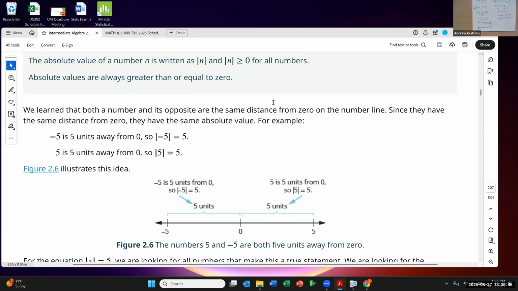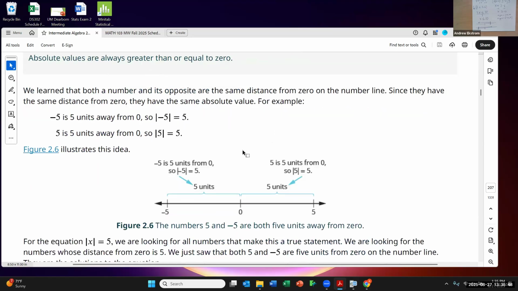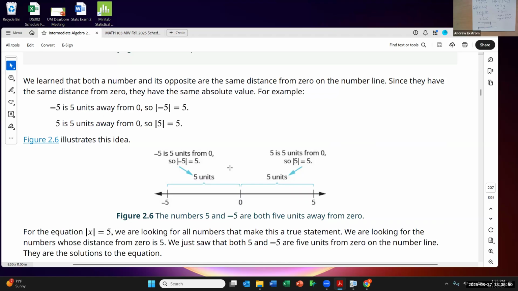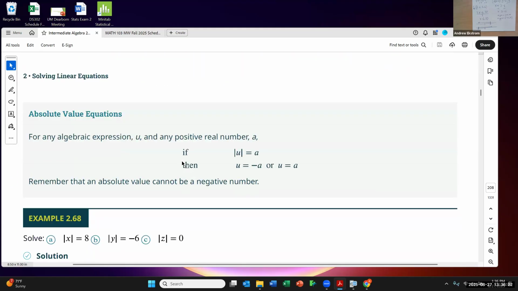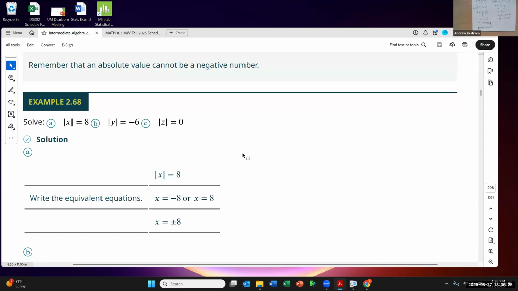Does everyone remember what an absolute value is? So you can see right here, it says -5 is 5 units from 0. So absolute value of -5 is going to equal 5. 5 is also 5 units from 0. So absolute value of +5 is also going to be 5. So basically what happens is anything that's in these absolute values here is always going to end up being a positive number, no matter what value you actually calculate, which is kind of annoying.